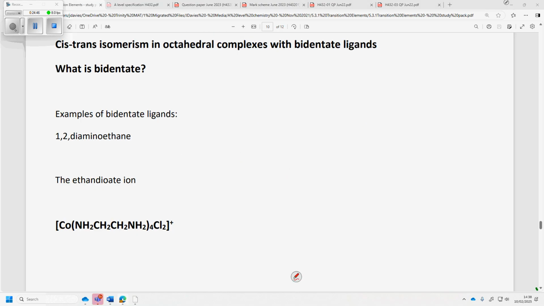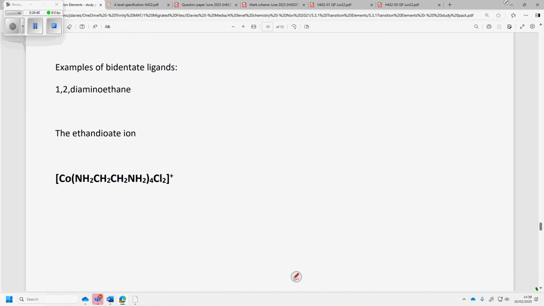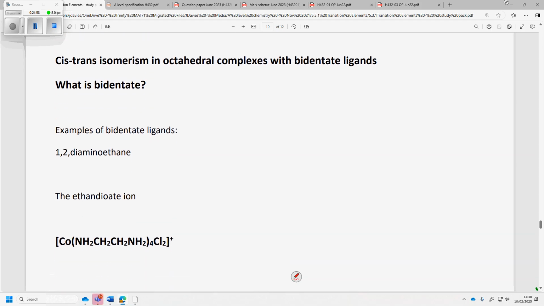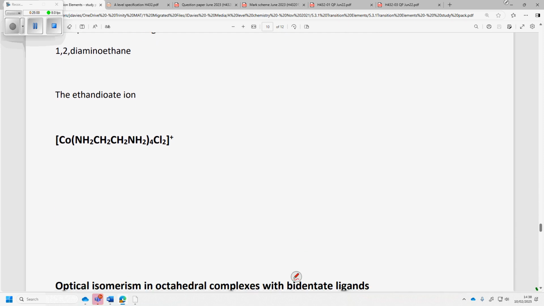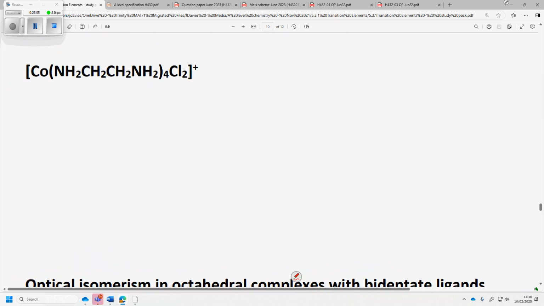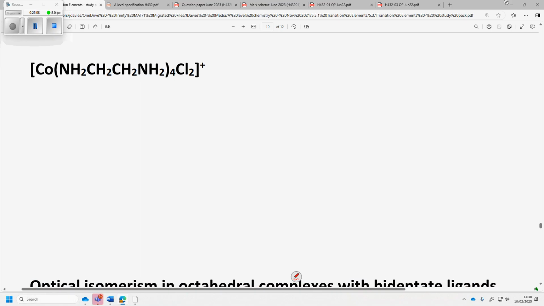So let's go back to our 1,2-diaminoethane. We're looking for cis-trans isomerism. So let's take some care now in trying to draw what's going on in these particular transition metal complexes.